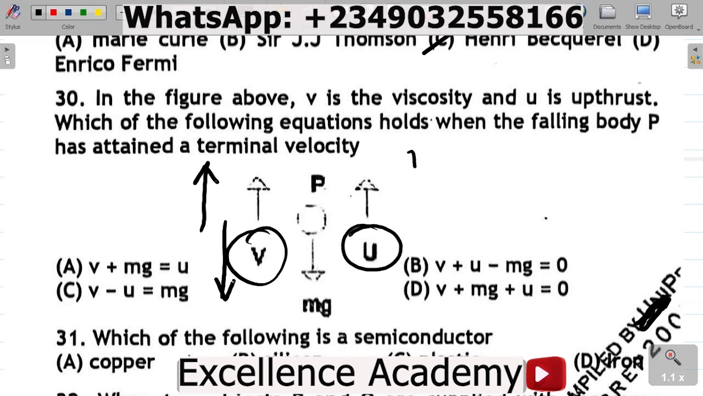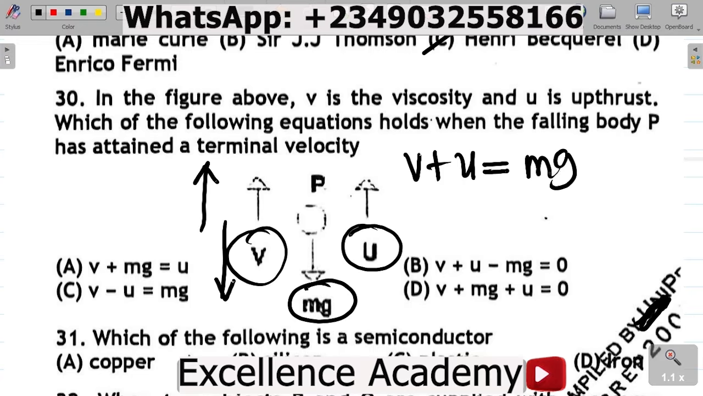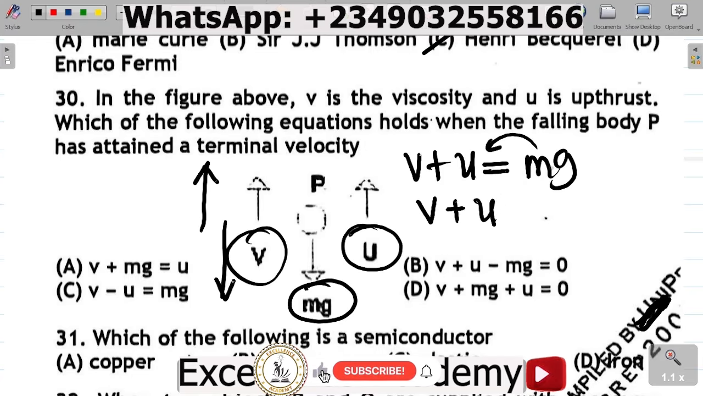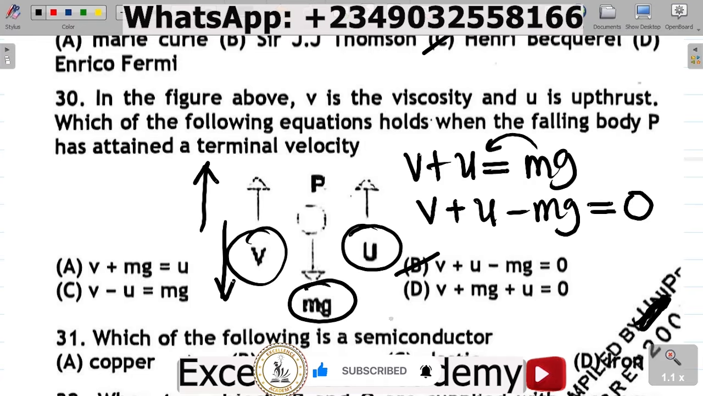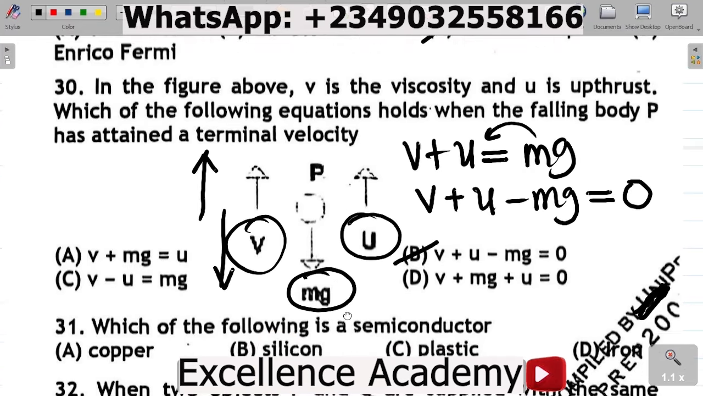So the sum of forces going upward is V plus U. Let's take V plus U is equal to the sum of forces coming downward. Coming downward is just mg. So it becomes equal to mg. So I have this. This is what is needed for equilibrium or for the object to attain terminal velocity. And if I move mg to the left hand side, I'll have V plus U minus mg, and that'll be equal to 0. So let's see which option that is. That's option B. V plus U minus mg is equal to 0. That's your correct answer.